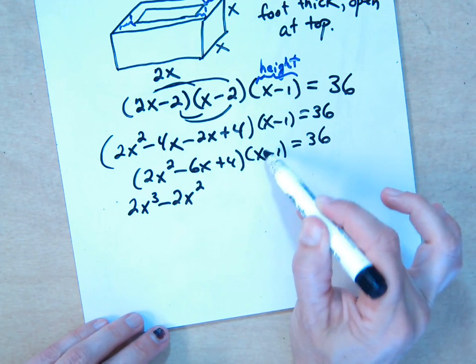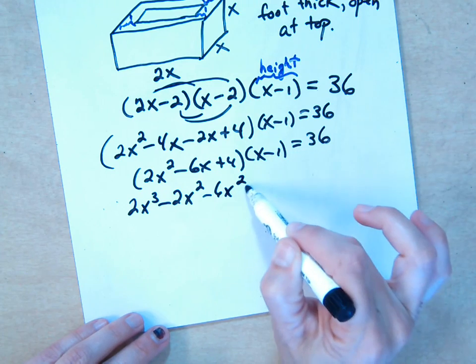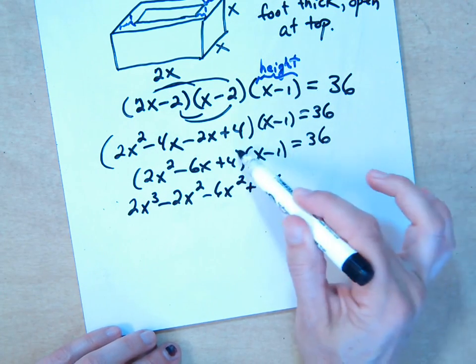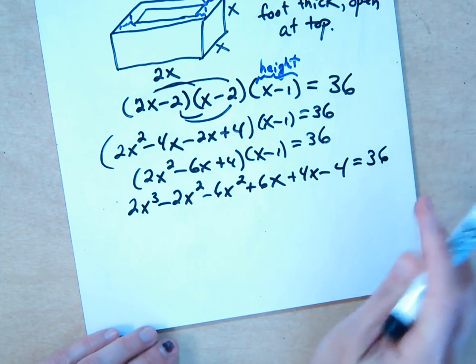Negative 6x times x is negative 6x squared. Negative 6x times negative 1 is plus 6x. That's done. Now we distribute the 4 to both of these. So plus 4x minus 4 equals 36.